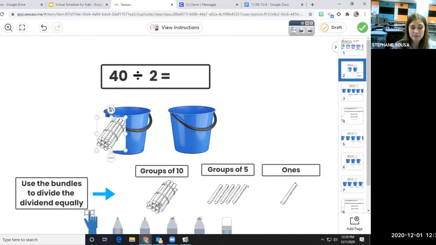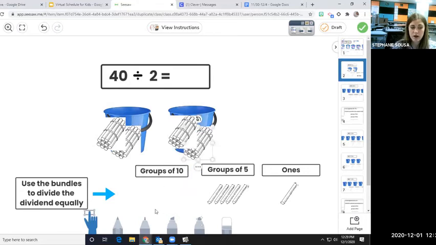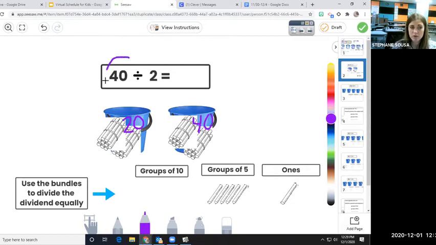10, 20, 30, 40. Hey-oh, look at that. I'm at 40. There's 20 here, plus 20 more equals 40.